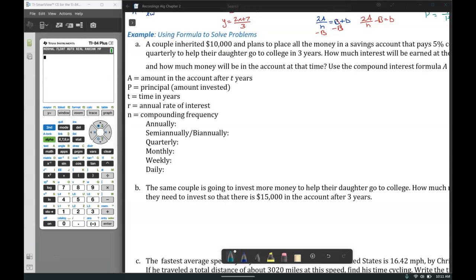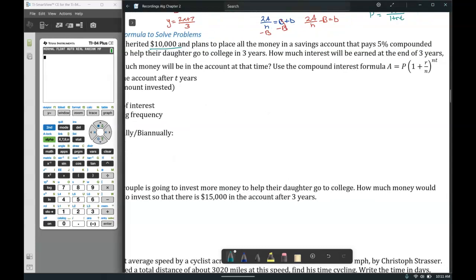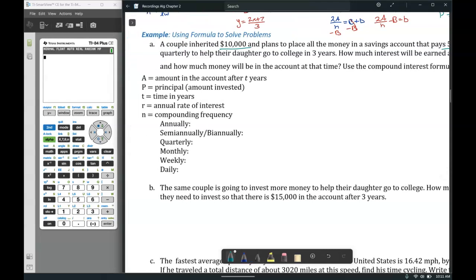Now that we've taken a look at rewriting some formulas, let's go ahead and use some formulas to solve some problems. We're starting with a situation where a couple inherited $10,000 and they want to save all of that money in an account that pays 5% interest compounded quarterly, to help their daughter go to college in 3 years.